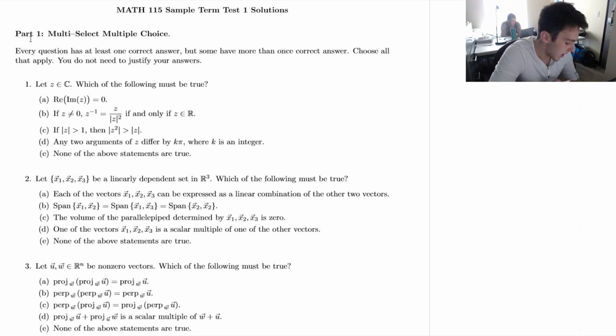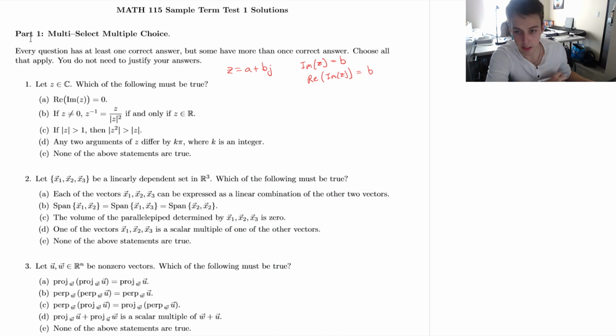We've got z as some complex number, and we'll just take z in the form of a plus bj. Which of the following must be true? We've got the real of the imaginary of z equals 0. This one is quite straightforward. The imaginary of z is equal to b. So if we take the real of the imaginary of z, which is just b, since b is a real number, we're taking the real of a real number, which is b. So b does not equal 0. Therefore, A must be false.